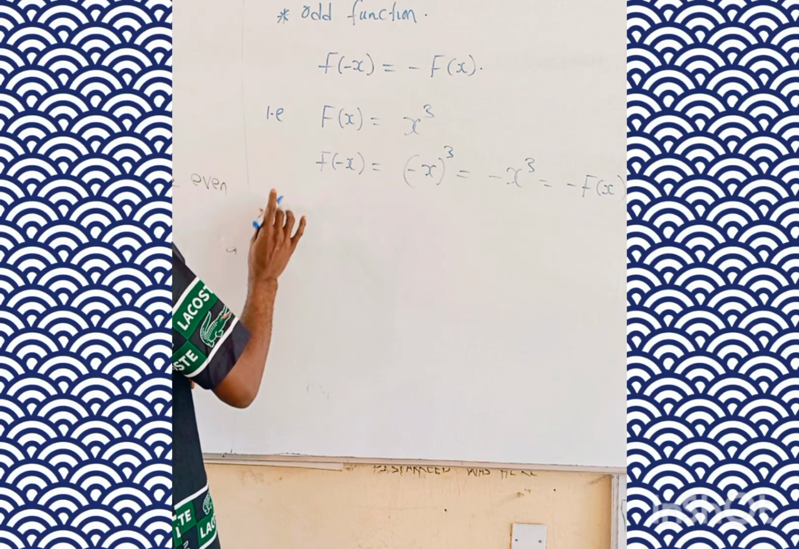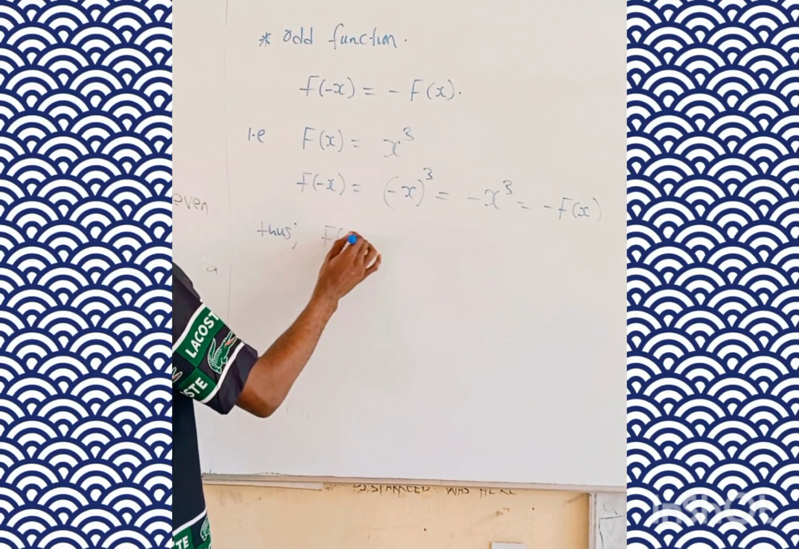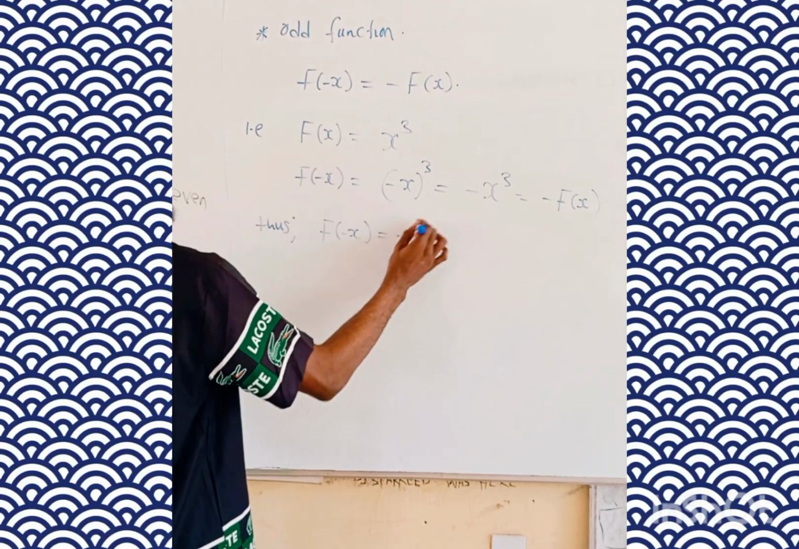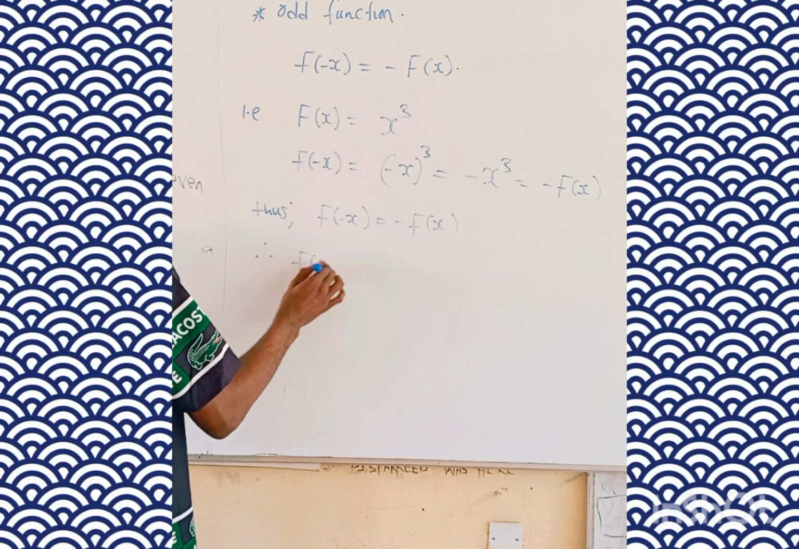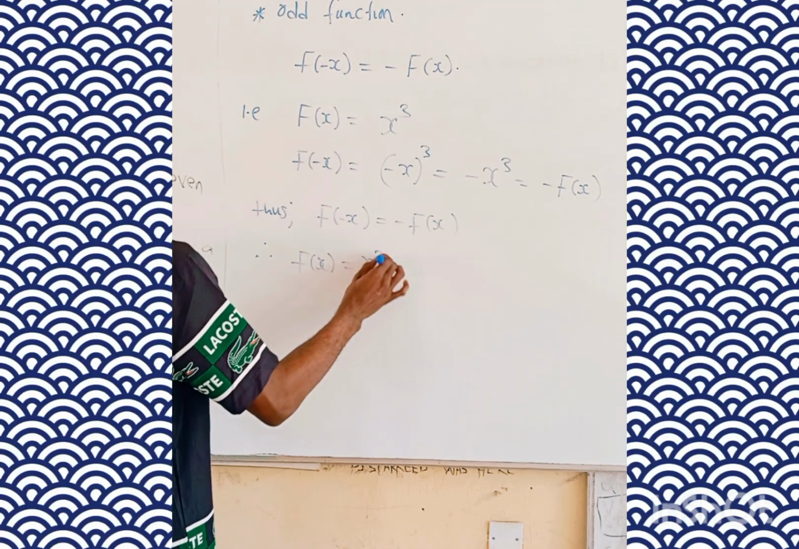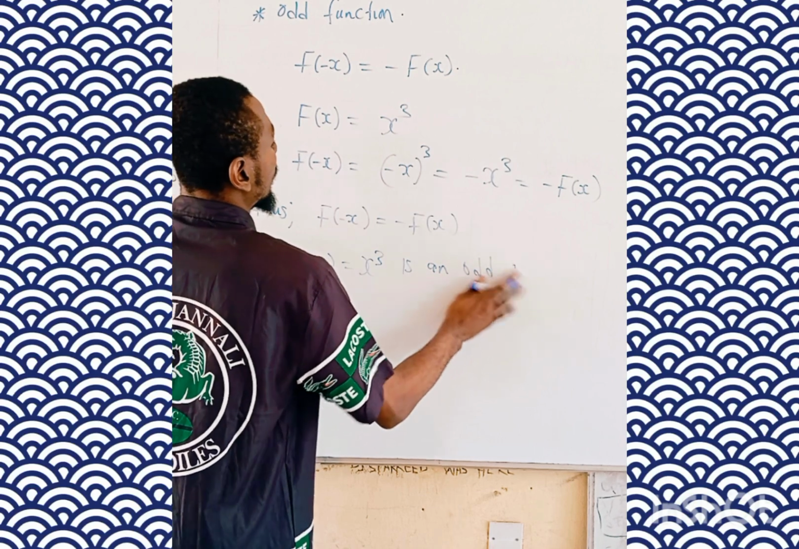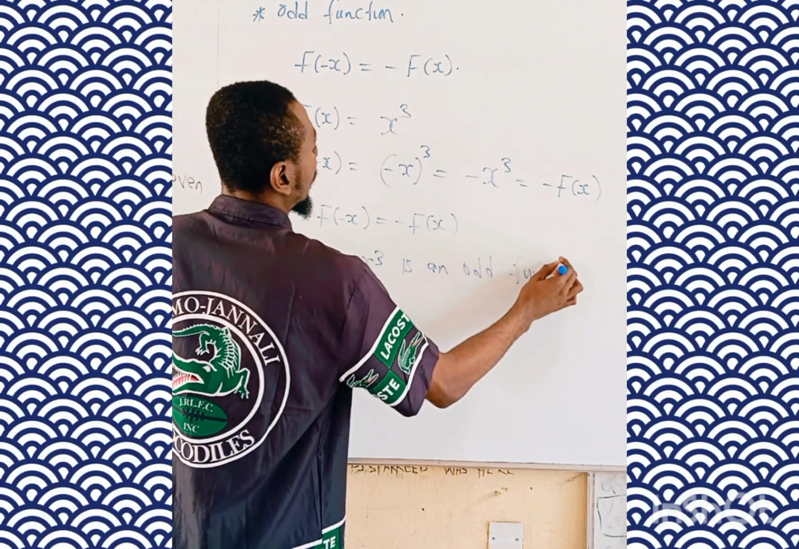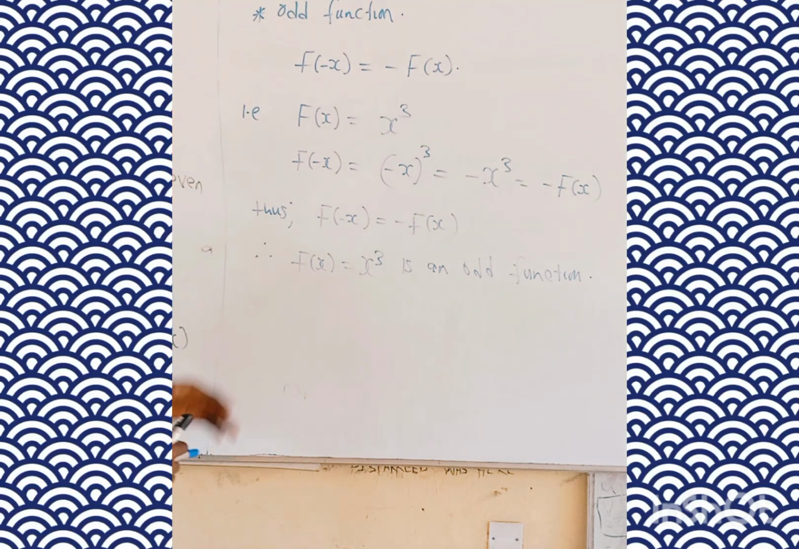Therefore, thus f of minus x is equal to minus f of x. Therefore, f of x equal to x cubed is an odd function. So that's how to know an even function as well as an odd function.